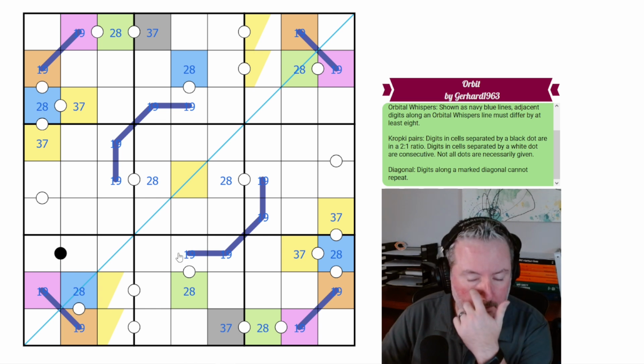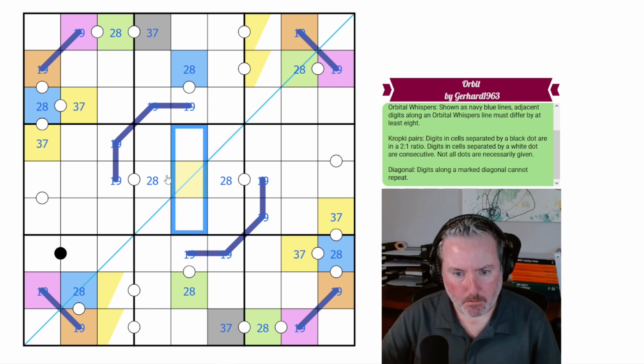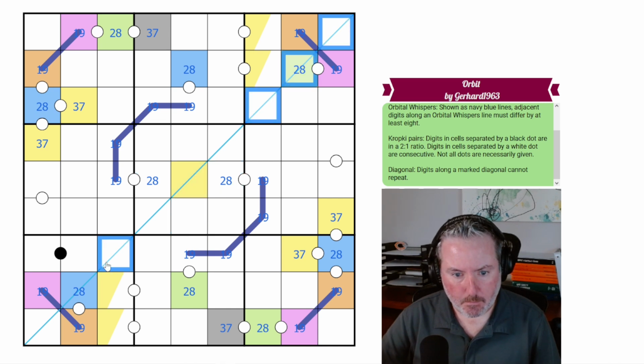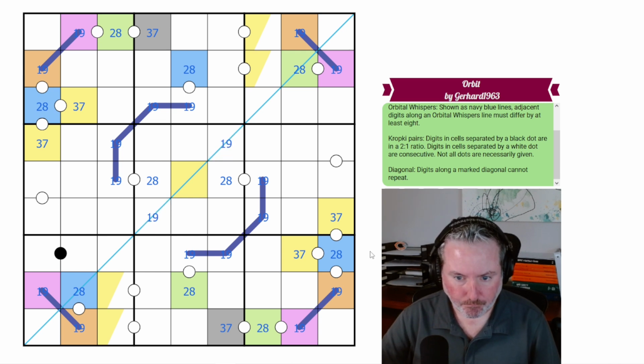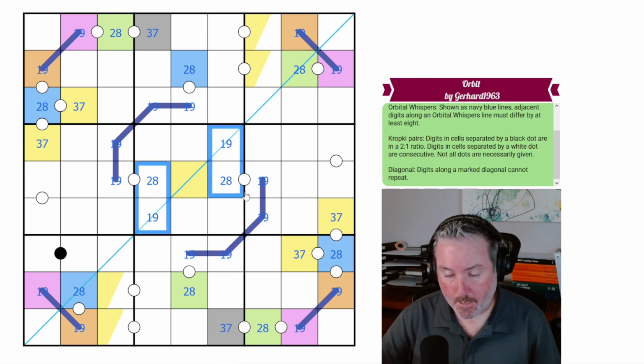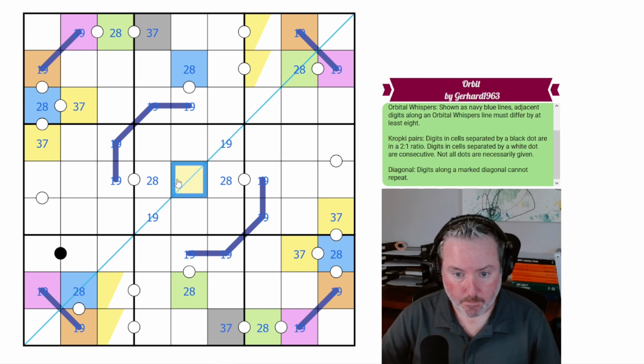What about 1s and 9s in the middle? We know that none of these can be 1s or 9s, and we know this can't be, so this is a 1-9 set. Let's put that in there. So we've got 1s and 9s. We've got 2s and 8s in the middle here. We know one of the 3-7s.